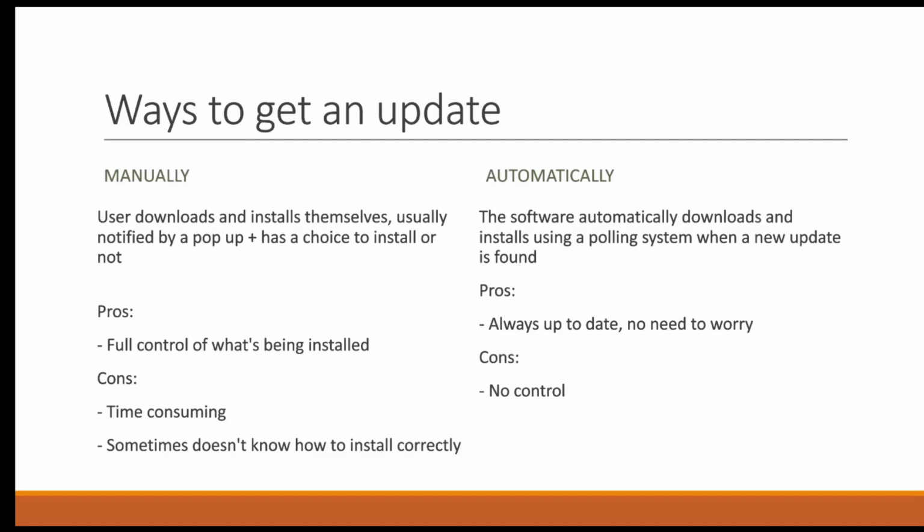Installing automatically is when the software automatically downloads and installs new updates using a polling system, and when a new update is found. Pros is that the software is always up to date and the user doesn't need to worry about anything, which works effectively, especially when the user is not a specialist in the computing science field. But cons, there are a few cons.